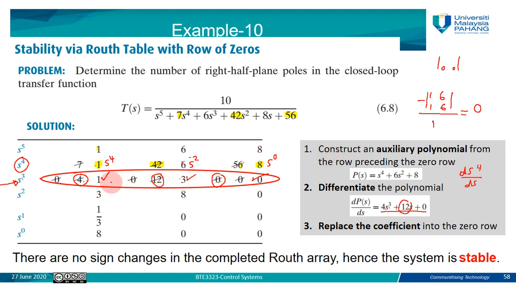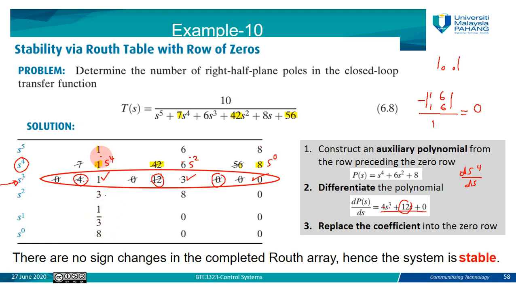Since I now have 1, 3, 0, I continue to calculate the coefficient for s squared as I did in the previous example. You just need to find the determinant, the same as we did before for this element, for that element, and so on. We continue to construct the Routh table. Now in the first column there are no zeros, so I have 1, 1, 1, 3, 8.